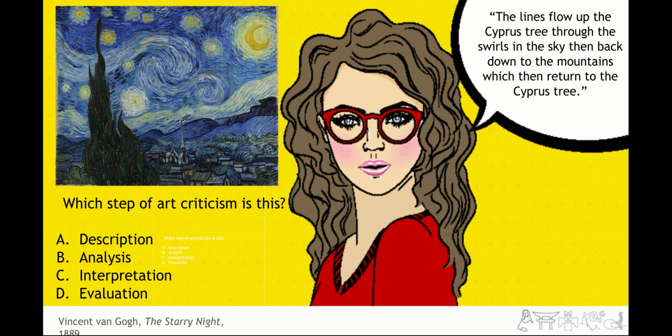Which step of art criticism is this? Description, analysis, interpretation, or evaluation? This is another one that's kind of more than one, right? So the person is describing the artwork by saying that there's a cypress tree and there's sky, there's mountains. But I would say that this is more of an analysis of the movement in the artwork, right? So they're saying that the lines that flow through those move my eye around the painting.